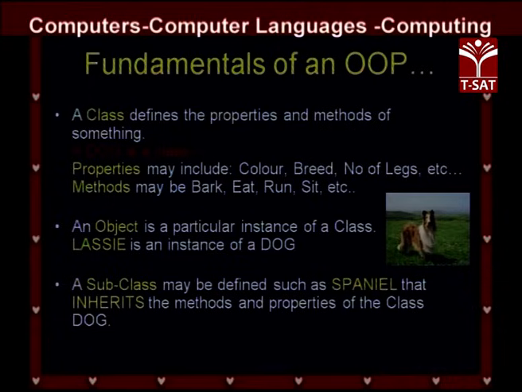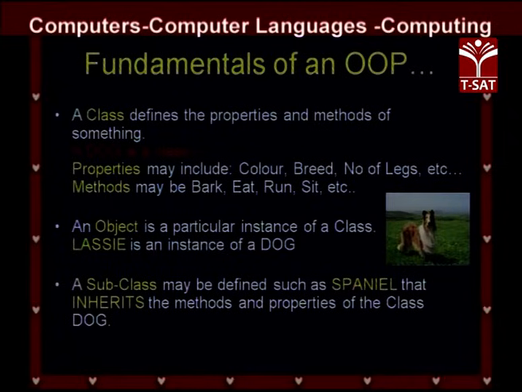When you say it works on the concept of objects, they'll ask what an object is. An object is an instance of a class. When I say instance of a class, they again ask the question: what is an instance?